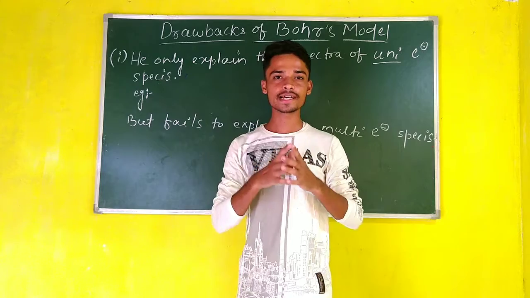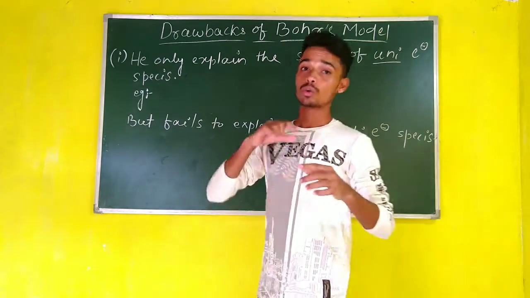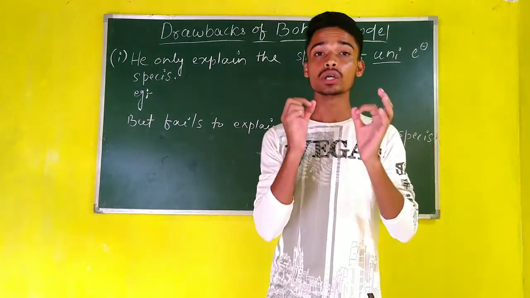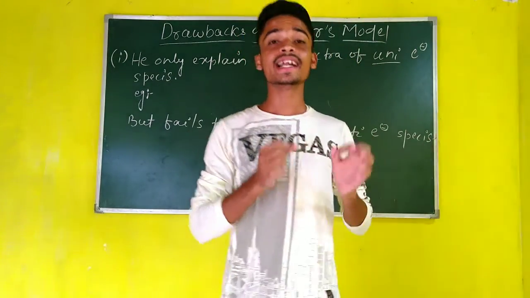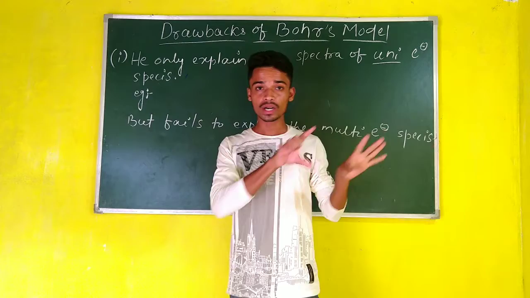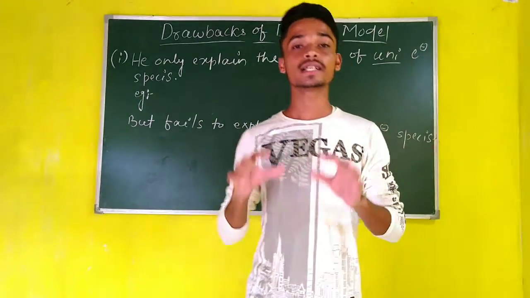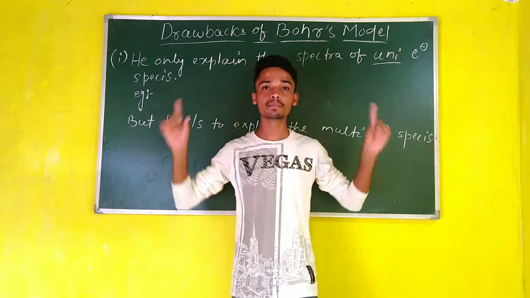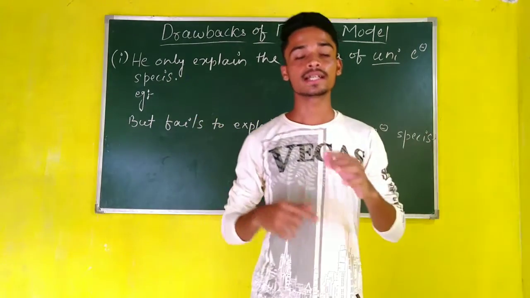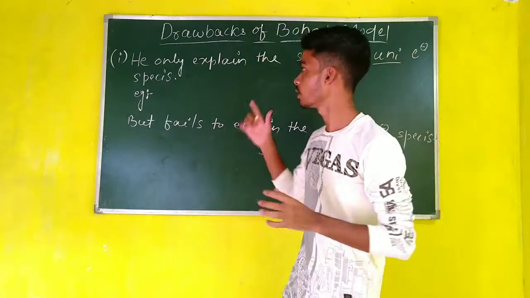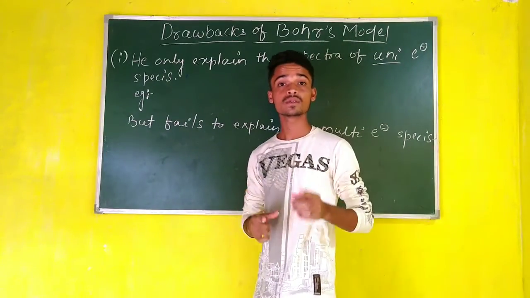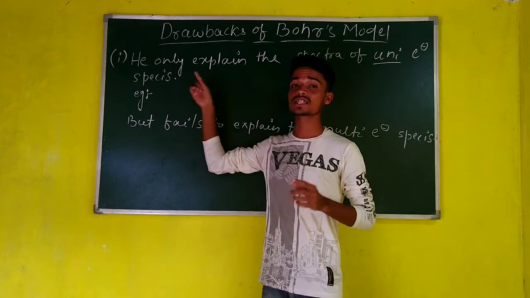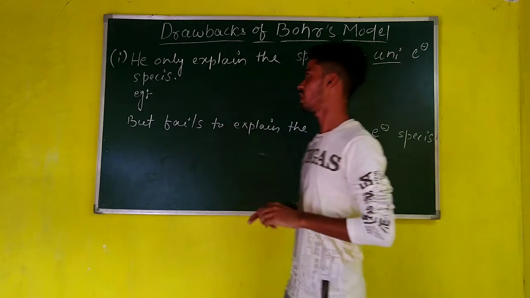In the previous class, we discussed what Bohr's atomic model is. Students, Rutherford came and gave his model, the Rutherford atomic model. There was some disturbance in his model, so in Bohr's atomic model also there was some disturbance. So, what is the first drawback of Bohr's atomic model?